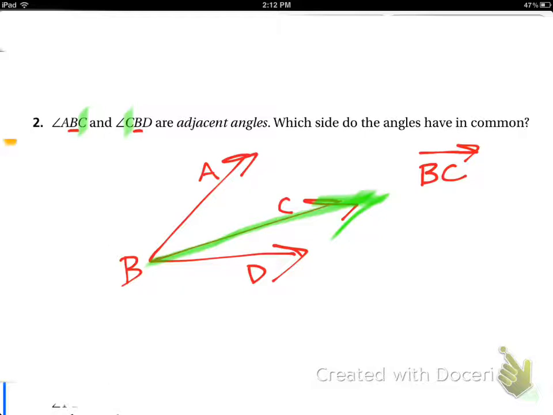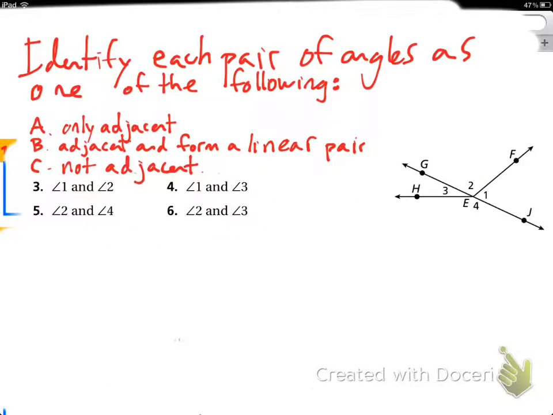Okay, let's go on to the next one. Okay, so let's go on to number 3, 4, 5, and 6. You have an option to identify the pair of angles as only adjacent, adjacent and form a linear pair, or not adjacent. Okay, so angle 1 and angle 2. You will need to know your vocabulary in order to do this.